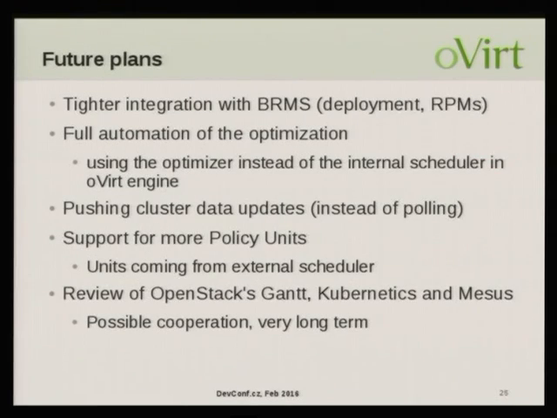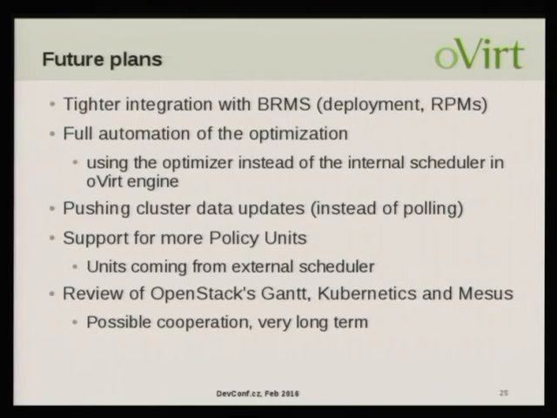Now, future plans: tighter integration with the business rule management system. That's the JBoss part, especially with regards to deployment and RPMs. Because currently you have to download a zip file on Fedora, and in the oVirt world, we'll do it for you from the RPM package with all the checksumming and everything to make sure it's secure. But if you are using the supported version of Red Hat Enterprise Virtualization, we can't do that. So there you have to download a zip file and execute the oVirt Optimizer setup script that will unpack it and prepare everything.